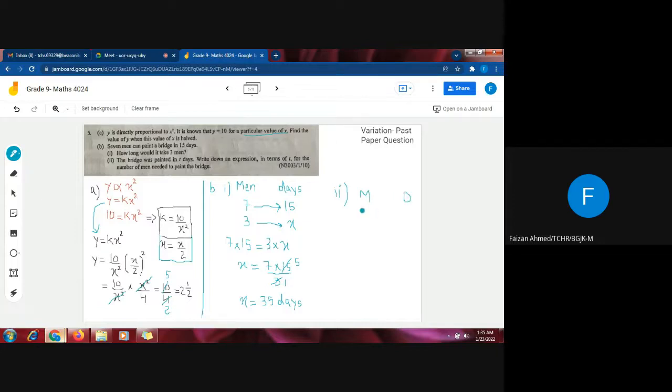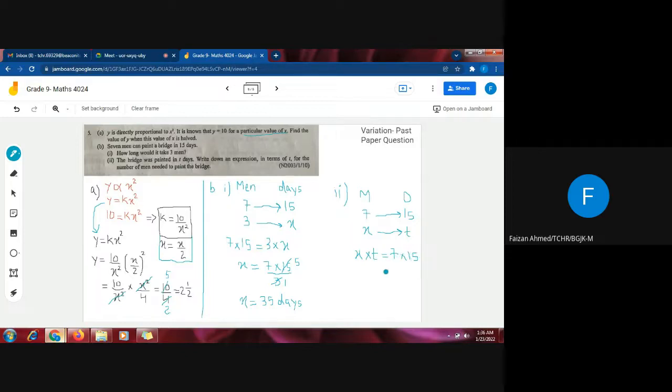And we know that 7 men are painting the bridge in 15 days. The bridge was painted in t days, so now the days are t, and we have to write an expression for the number of men. So I will write x in place of M. I know that this is an inverse proportion, so I will use the same trick, sideways multiplication, to write the expression for x. So x multiplied by t will be equal to 7 multiplied by 15.